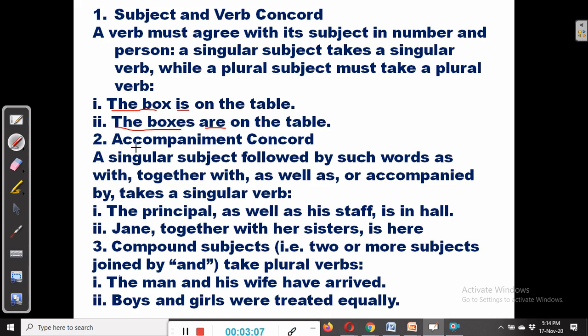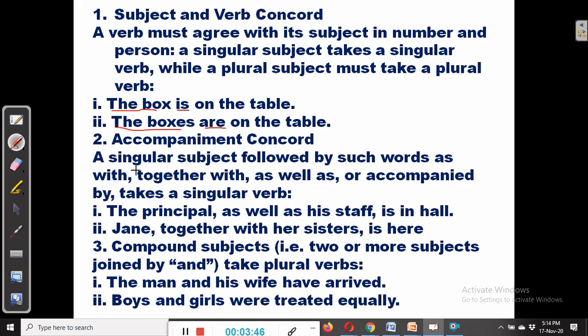Rule number 2 is known as accompaniment concord, something that accompanies or goes with another. It states that a singular subject followed by such words as with, together with, as well as, or accompanied by, takes a singular verb. Now let's look at it. The first example here is the principal as well as his staff is in the hall.